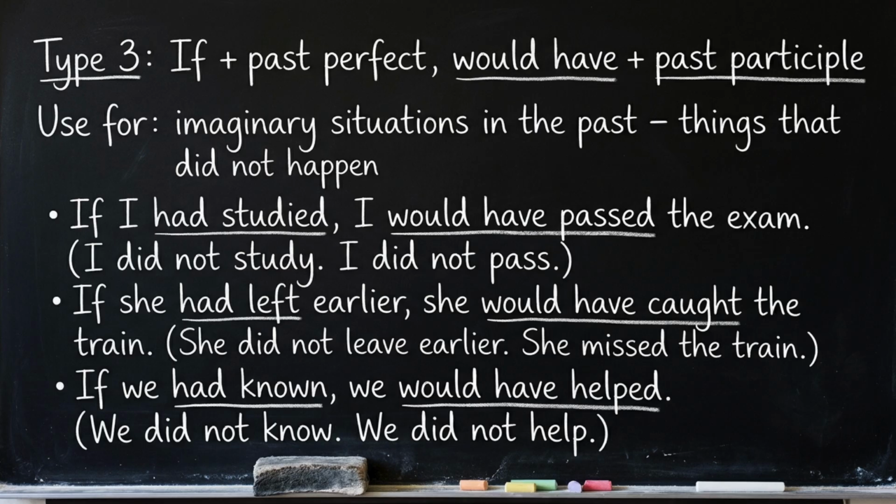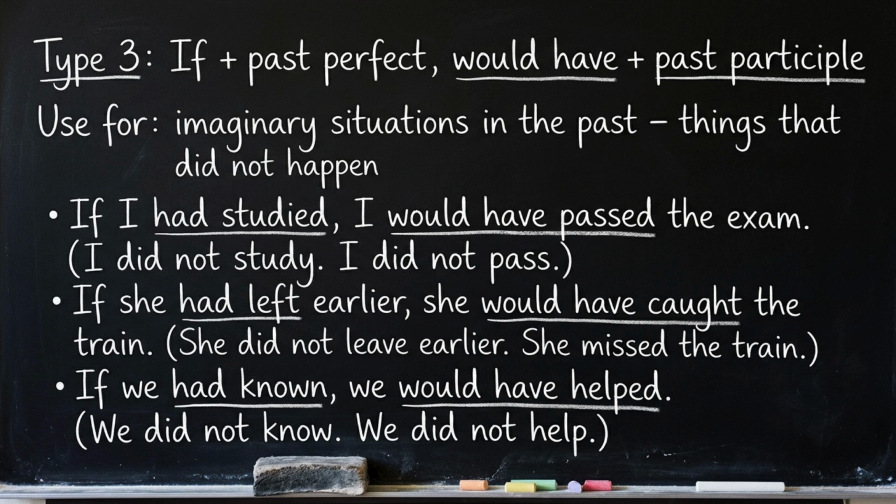Type 3 is for imaginary situations in the past. The condition did not happen. The results did not happen. We use type 3 to express regret or to imagine a different past. The formula is if plus past perfect, then would have plus past participle.